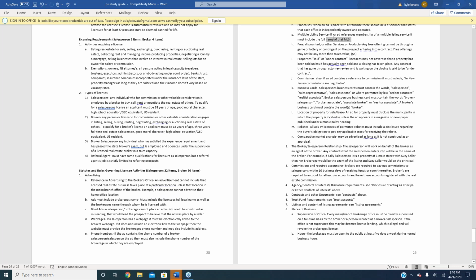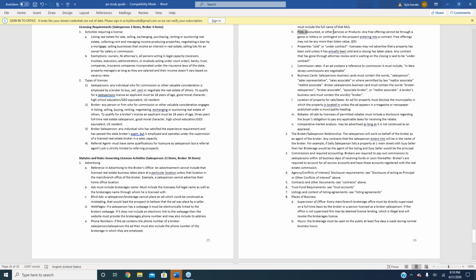The multiple listing service, in other words, the MLS. Just remember, it's a website. It's not a type of listing. People confuse it with the open listing all the time. With the open listing, you can list with multiple brokers, but the MLS, the multiple listing service, is simply a website.